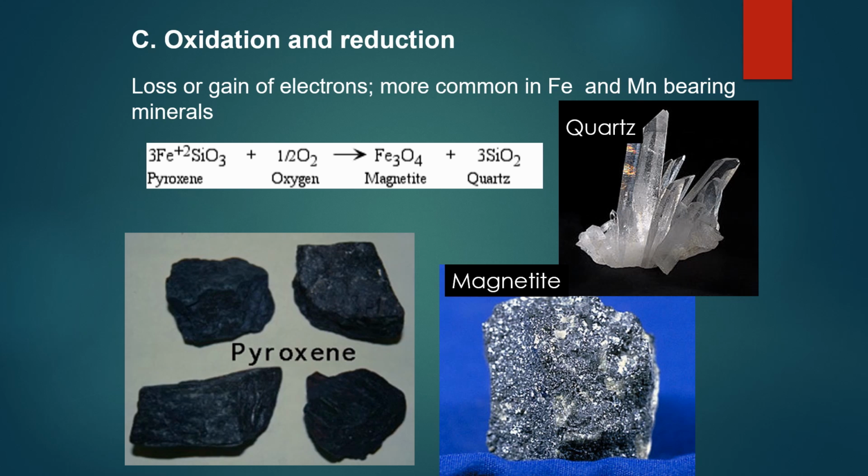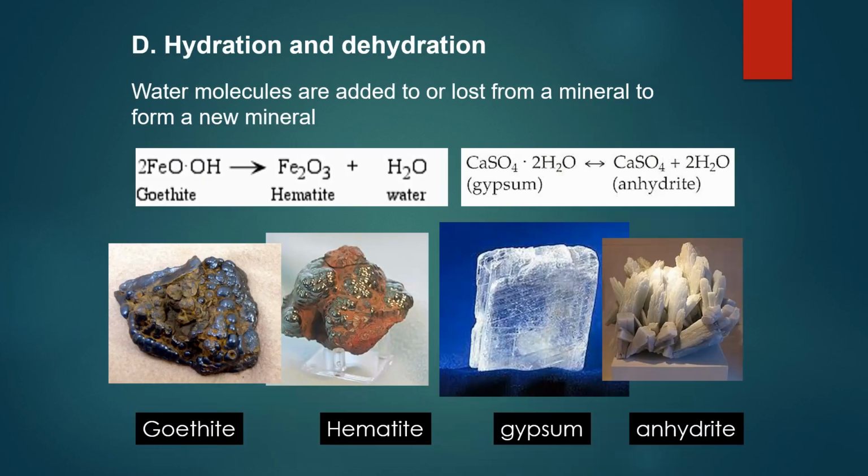Oxidation and reduction are also important forms of chemical weathering. For example, pyroxene is a common mafic mineral. It is often oxidized to magnetite and quartz. Hydration and dehydration can also change the chemical composition of minerals, and they also happen in chemical weathering. For example, goethite dehydrates to become hematite, and gypsum dehydrates to become anhydrite.